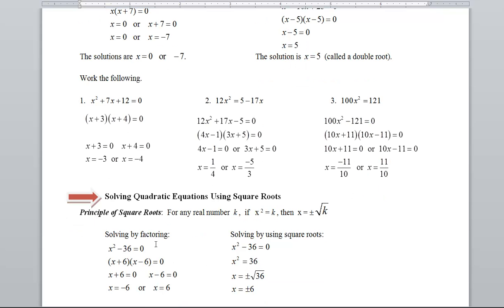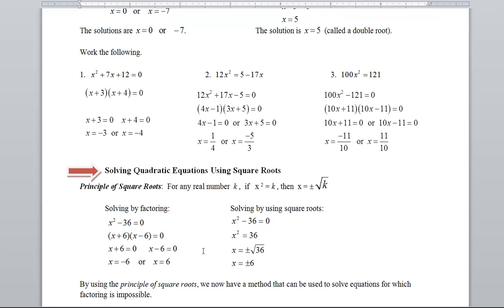Now I've got two problems here, actually the same problem. One I'm going to solve by factoring and one by using square roots. This one, a difference of perfect squares, I factored and set them individually equal to 0, so x equals -6 or x equals 6. And this one, if I can get it in this form, I can take the square root of both sides. So I added 36, took the square root of both sides. You have got to remember that when you take the square root you have plus or minus. And if you'll notice, x equals plus or minus 6, which is the exact same thing I've got here. So sometimes it's quicker to use this principle of square roots.